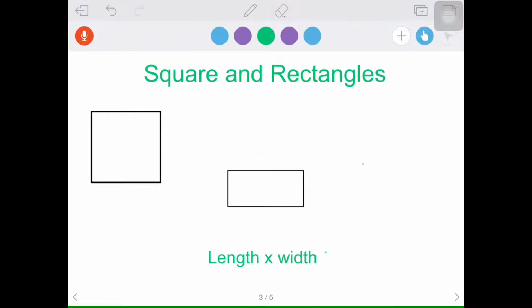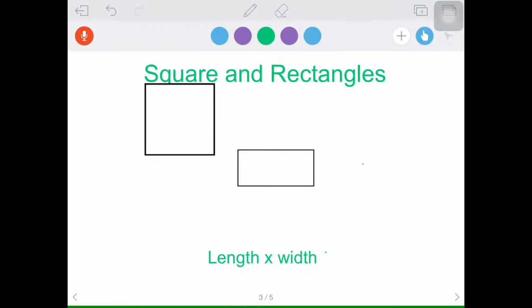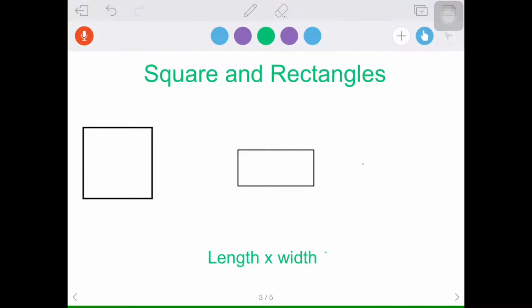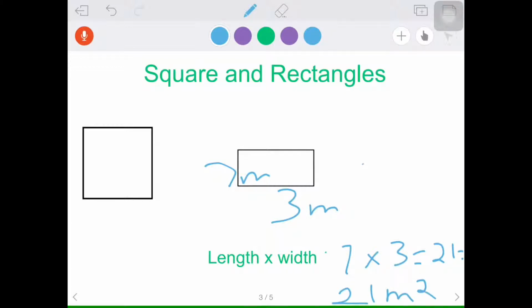We're going to use a rectangle as an example because a square has to be even on all sides, and I'm pretty sure that'll be easy for most people. Let's say our length is 7 and our width is 3. And we're going to put meters again. It's easy. 7 times 3 equals 21, which equals 21 meters square. Don't forget the square sign, people.